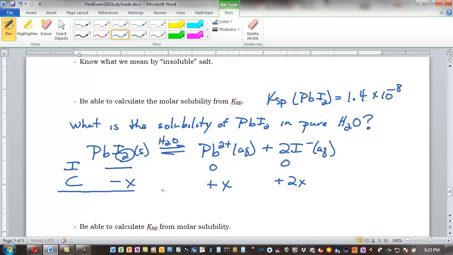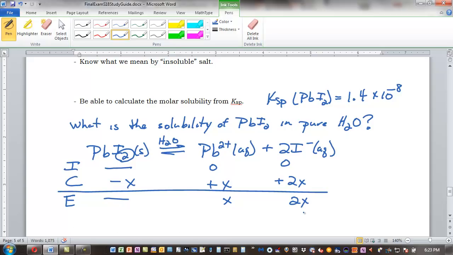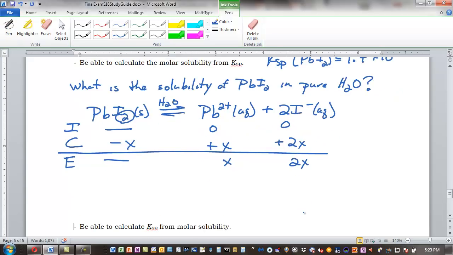2X. And at equilibrium, the solid is not going to enter into the expression. Lead ions will be X, and iodide will be 2X. All right, what next? Yeah, set it equal to your KSP value, products over reactants.